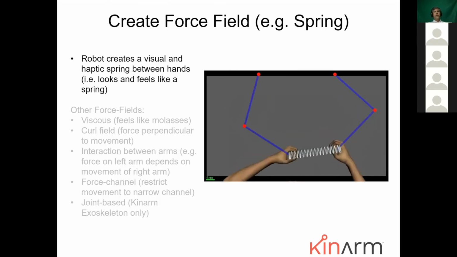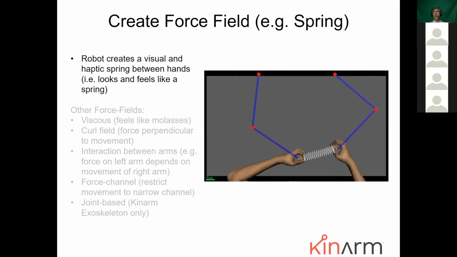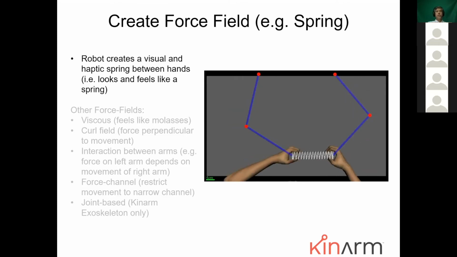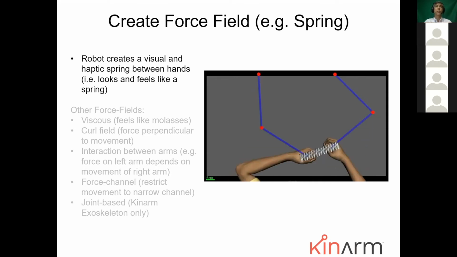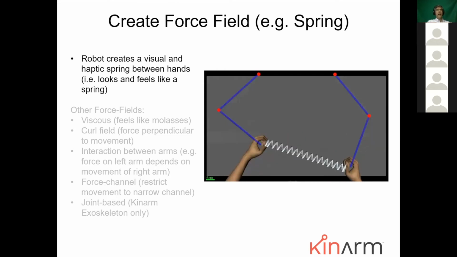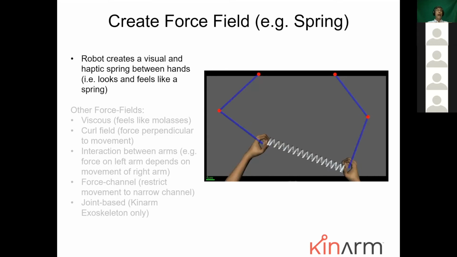You can also create things like force fields, and one of the examples that we give is a spring. Spring, of course, means that you've got force dependent upon position, and so you can see in this example that as the subject pulls their hands further apart, the virtual spring produces forces that then pull the hands back together again to a certain rest length, in this case of about 15 or 20 centimeters. So this is just what we call a haptic spring.